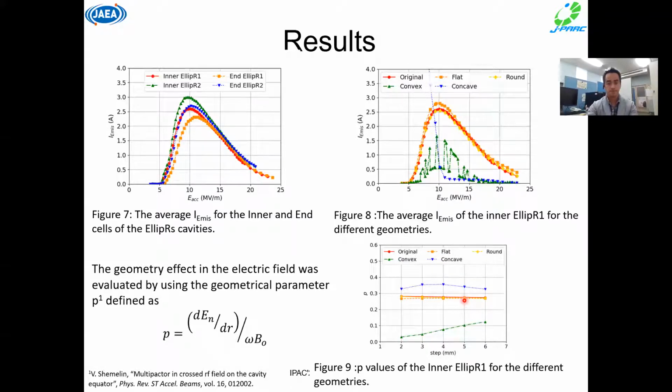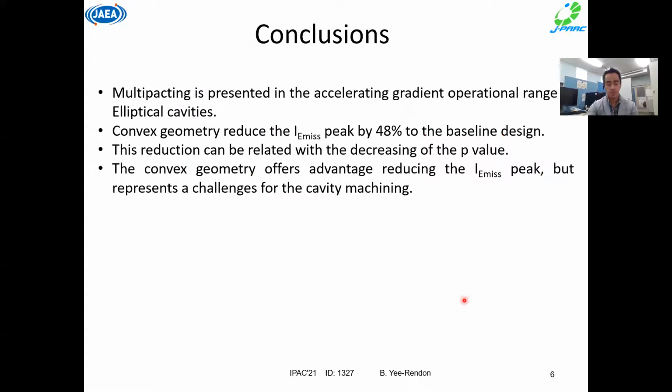So we can see this relationship, and we can see that usually lower values of P can also reduce the effect of multipacting. In conclusion, we expect to have multipacting basically in the accelerator gradient range in which we will operate the elliptical cavity. We saw that the convex geometry can reduce the surface emission by around 48% with respect to the baseline design. We can see that this reduction is related to decreasing the geometrical value, the p-value, so the geometry offers some advantage for reducing that.